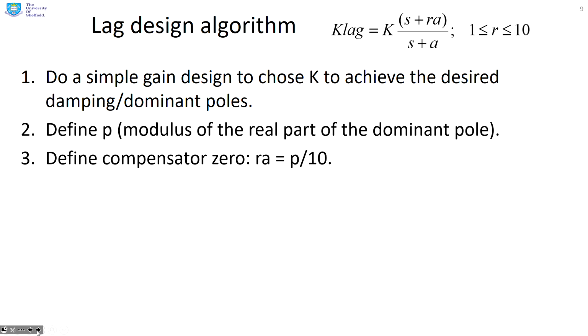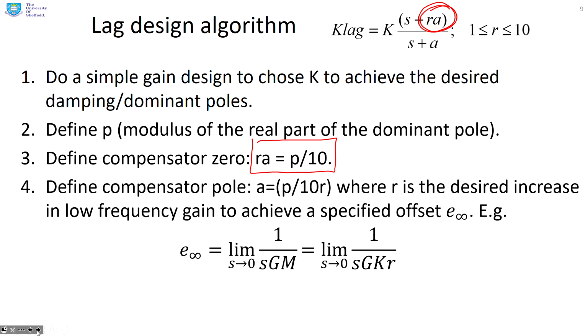Define the compensator zero, and this is the key step. You see, I've put this factor 10. So A, this is basically defining our zero, and we want this to be P over 10. You could make it bigger, P over 12, P over 15, but 10 seems to be about right in practice. Define the compensator pole, and this is the key thing, to be P over 10R.